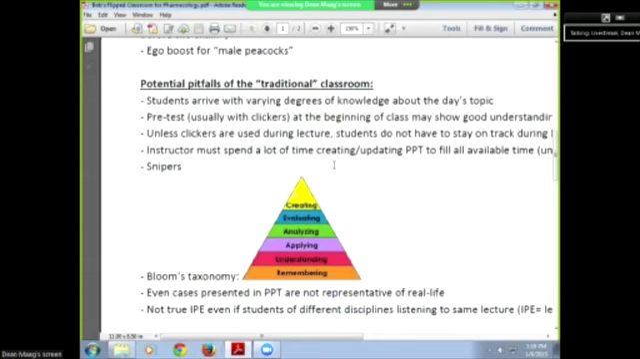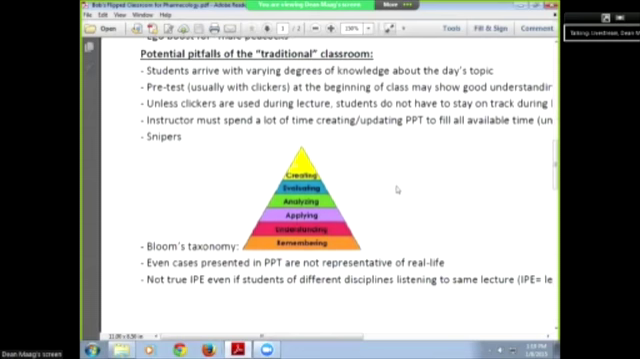Unless you're using clickers, or our new tool here, during the lecture, then the students really don't have to stay on track. And our students buy a lot of shoes during class, a lot of Facebooking going on. You know, they don't have to stay on track, as long as you give that PowerPoint at the beginning. You've got to give them the PowerPoint so they know that they have the information, that's what they're going to need. And the instructors have to spend a whole lot of time creating and updating these PowerPoints.